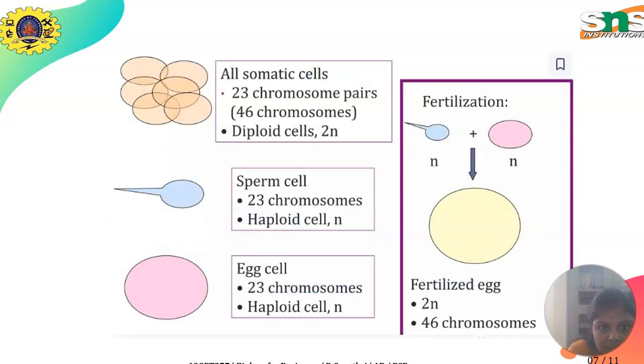All somatic cells have 23 chromosome pairs, 46 chromosomes, a diploid cell 2N. In fertilization, the male and female cells combine and produce a fertilized egg. The egg will have 2N, 46 chromosomes. The sperm cell has 23 chromosomes, a haploid cell N, and the egg cell has 23 chromosomes, which is also a haploid cell N.